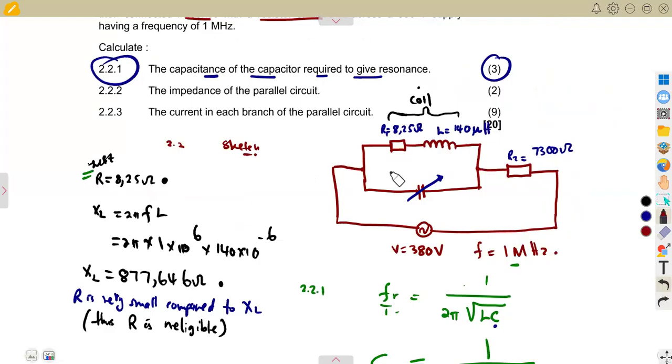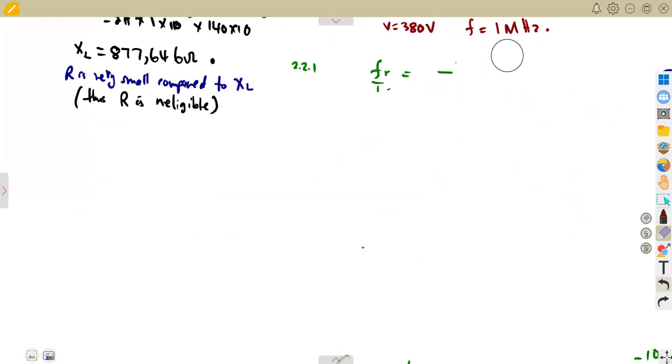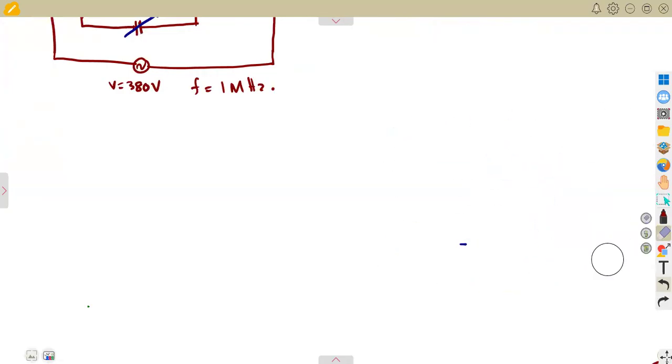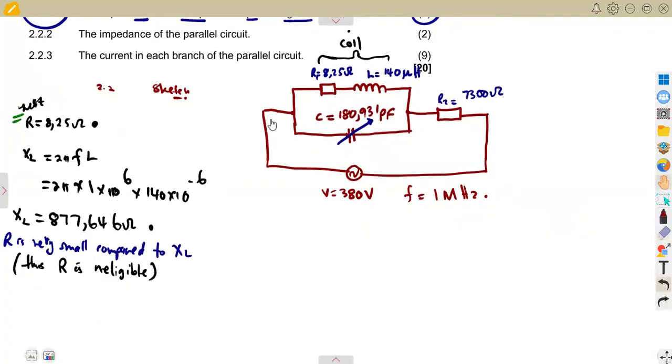We now have the value of this capacitance at resonance. That was 180,931. Remember, this was 931 picofarads. All right, so I'm just doing this so that I can remove these guys. Remember, these boards are very difficult to work with, I just need a space so that you also see what I'm trying to write. So like I said, these formulas, take them by heart. You might be asked on another question to calculate the inductance. They will give you the capacitor, this one. Then they will ask you to calculate the value of the inductor at resonance. So you must be careful.